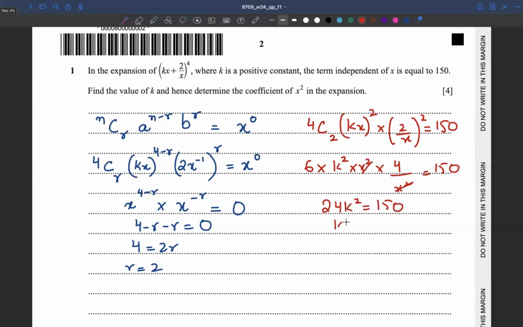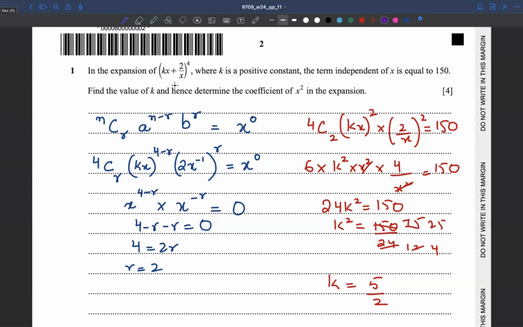So k squared is equal to 150 divided by 24. Now simplifying this, we'll get 75 upon 12, and then this will become 25 upon 4. And as it's a square, when we square root both sides, the value of k will come out to be 5 upon 2. Now, as k is a positive constant, we'll just take the positive value, and k is equal to 5 by 2.